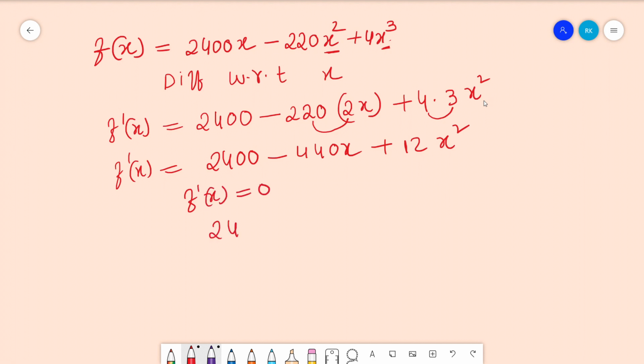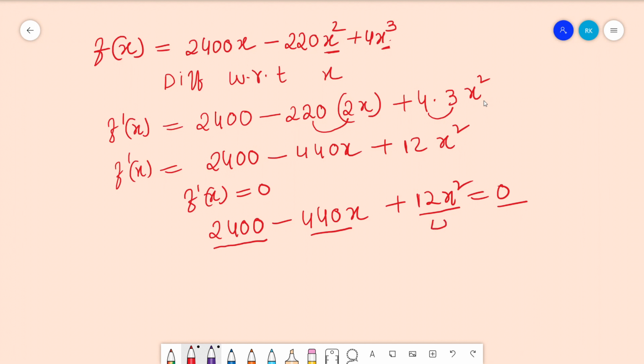So 2400 minus 440x plus 12x square is equal to 0. On dividing with a common factor. What is the common factor here? 4 will divide all the terms. Let us divide with 4 throughout.